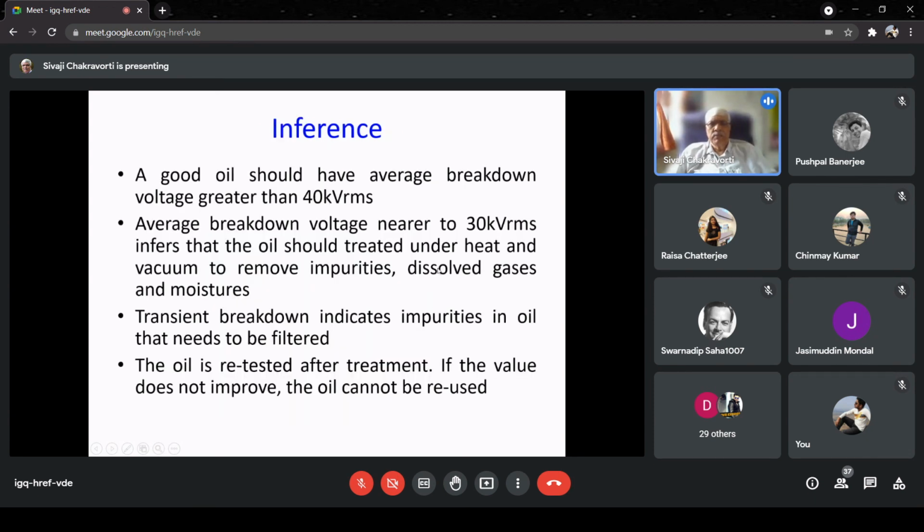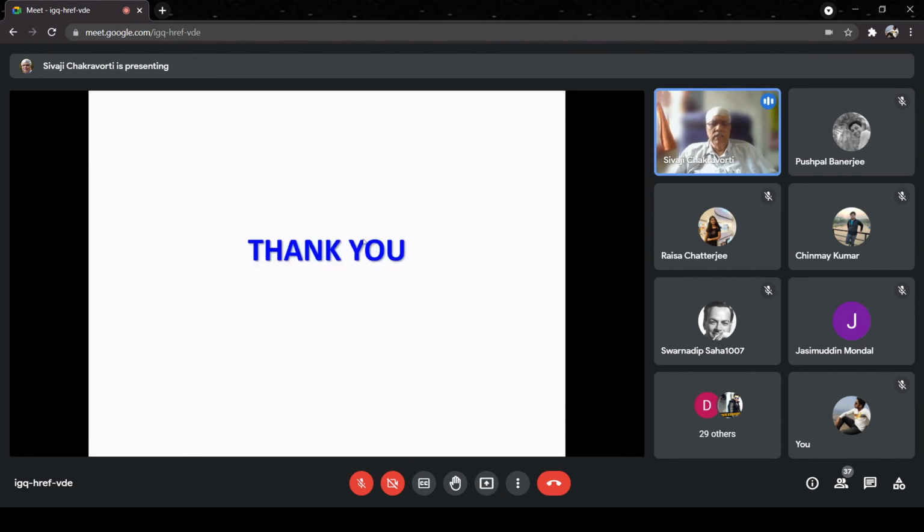Inference, this is very important. A good oil should have around 40 kV RMS. As it comes nearer to 30 kV RMS, it means the oil quality is deteriorating. If it goes below 30 kV, then that means treatment of oil is required. And as I said, when you do the treatment, we continuously check the breakdown voltage until we get at least 50 kV. Otherwise, treatment is not closed. It is continued till we get at least 50 kV, preferably 60 kV RMS. That means after every half an hour, we take an oil sample and test to get the breakdown voltage.